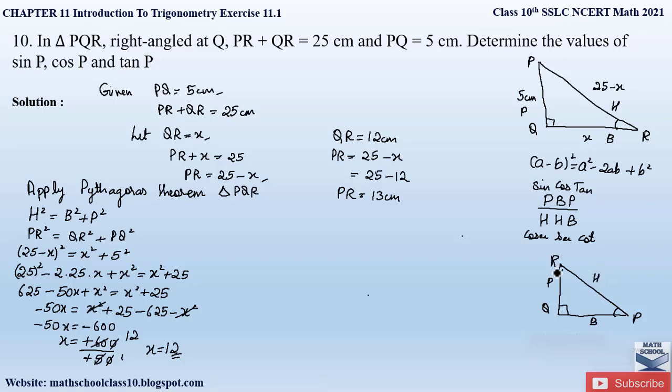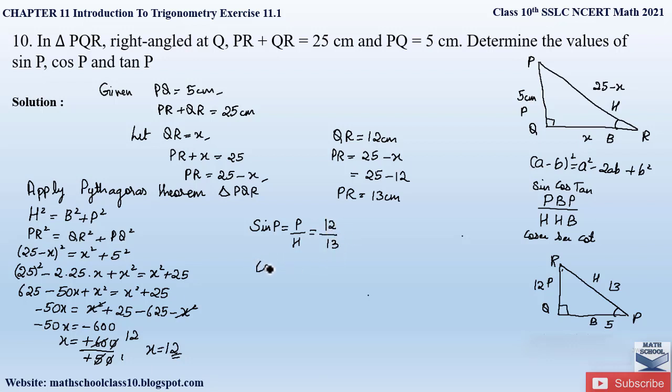Now let us write down all the three side lengths. So PQ value is given, that is 5 centimeters. Then PR we found out to be 13 centimeters. And now QR will be 12 centimeters. So now let us find out the value of sin P. The trigonometric ratio for sine is perpendicular by hypotenuse. So here perpendicular is 12 and hypotenuse is 13.